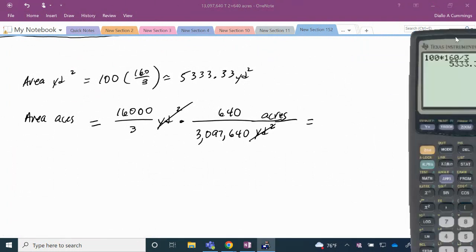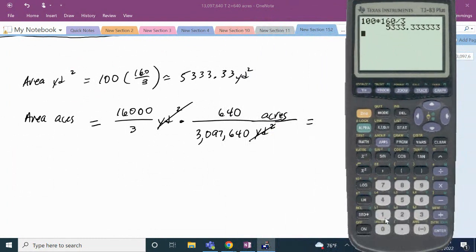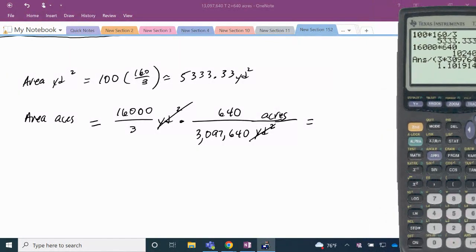So I'm going to pull out the calculator once again. That's 16,000 times 640, which gives us 10,240,000. I'm going to divide that by, using a set of parentheses, 3 times 3,097,640. We're going to round to the nearest hundredths, so we get 1.10 acres.